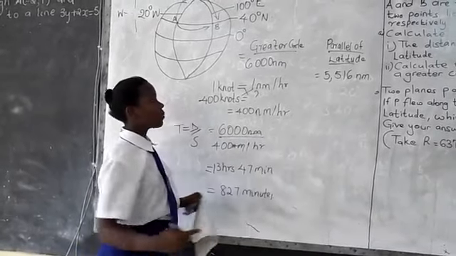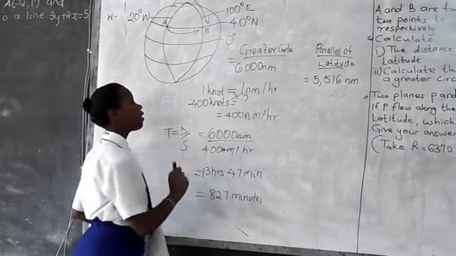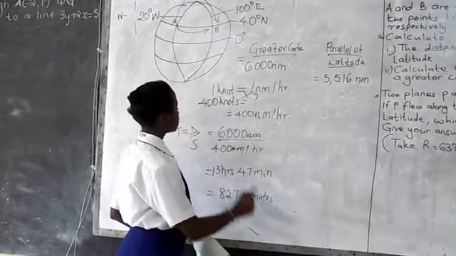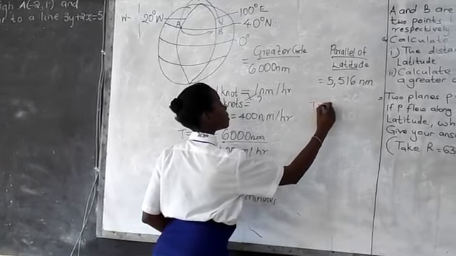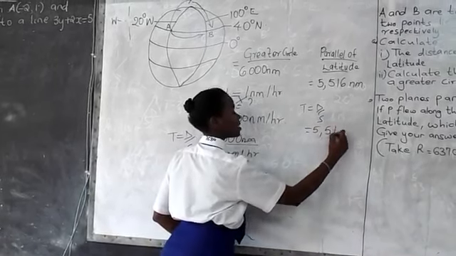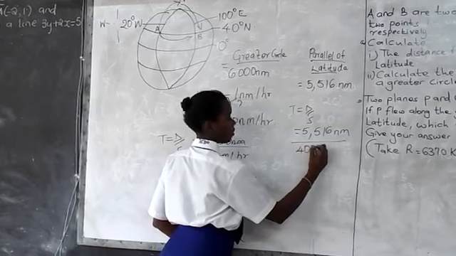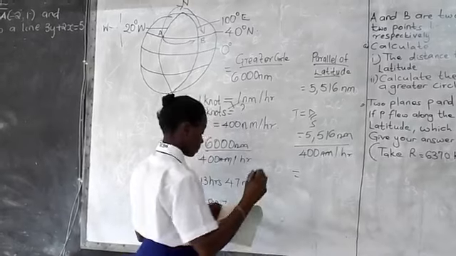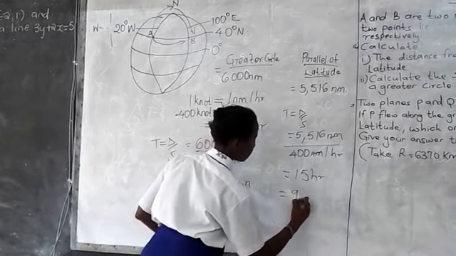We come to the other one for the parallel of latitude. The same. We say 1 knot is equal to 1 nautical mile per hour. What about 400 knots? Because they both have the speed of 400 knots. Calculating the time, it will be distance over speed. Our distance is 5,516 nautical miles divided by the speed, which is 400 nautical miles per hour. You get 15 hours. You change into minutes, you get 900 minutes.